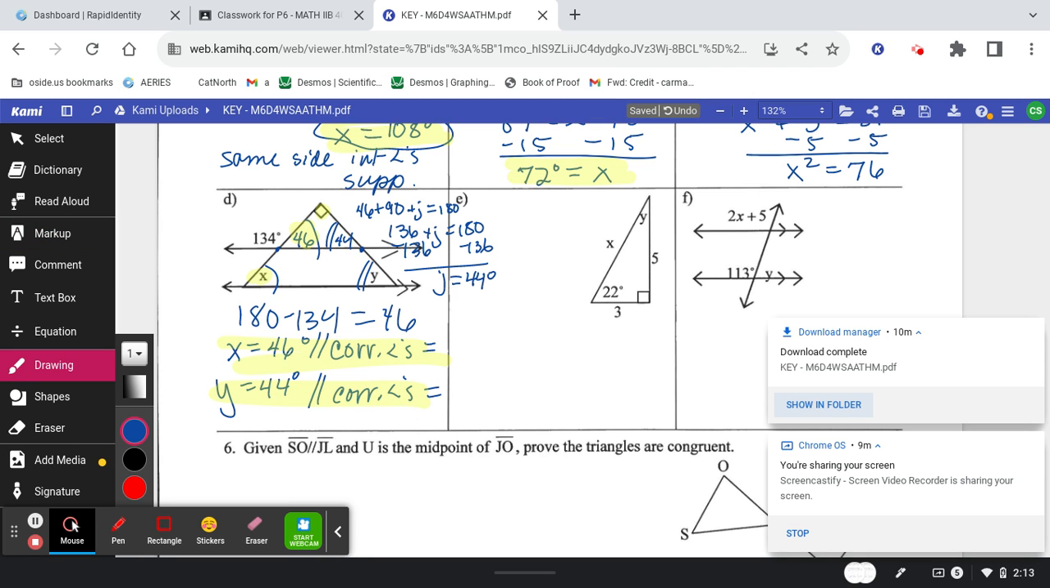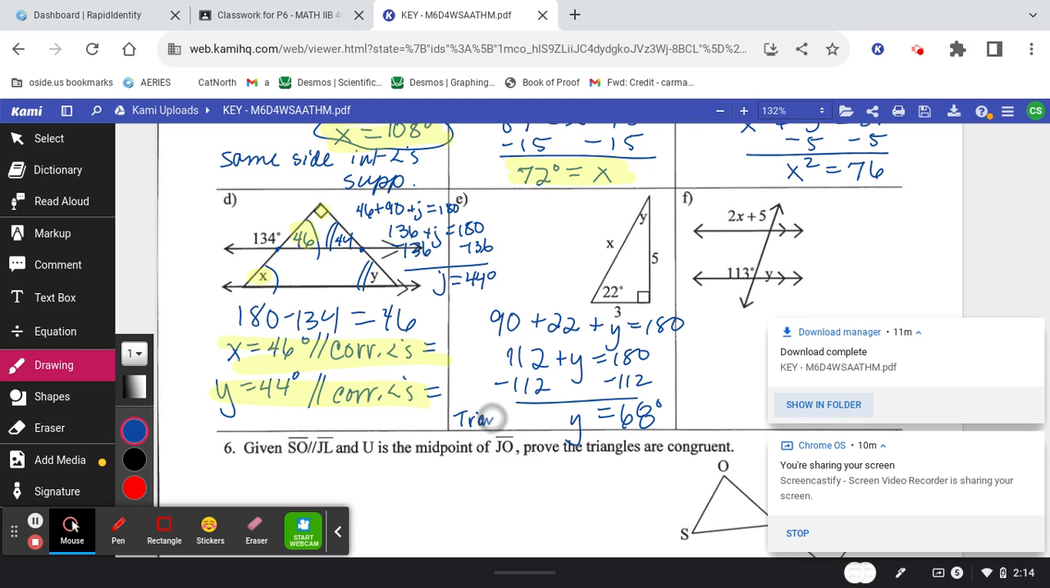Okay, on this next one, I'm thinking trig. What do you think? Let's do the triangle sum on the interior angle first. 90 plus 22 plus y is equal to 180. This is just like the last one. So I'm getting 112, minus 112. What'd you get? Good job. And that's by triangle sum theorem.